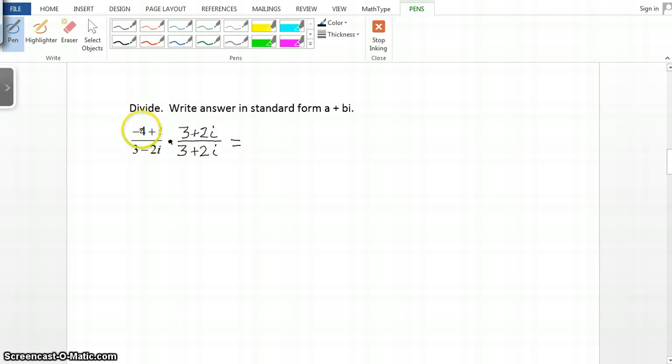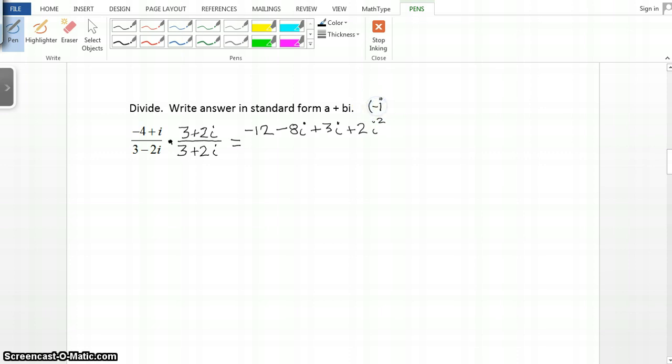So let's do that across the numerator. Negative 4 times 3 will be a negative 12. My outsides will give me a negative 8i. My insides will give me a plus 3i. If I multiply those two lasts together, I get a plus 2i squared.